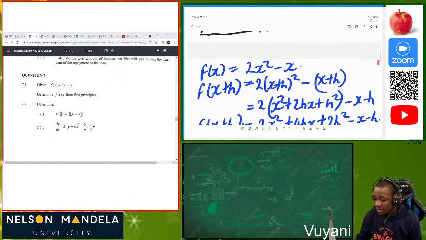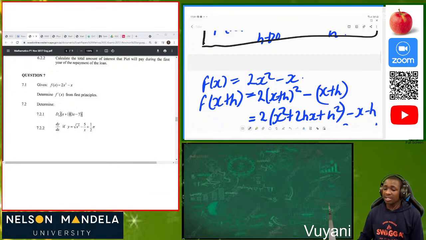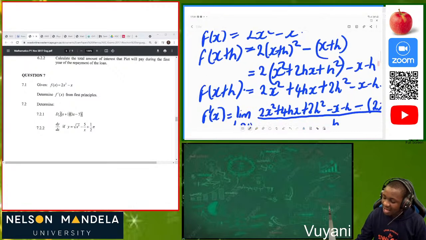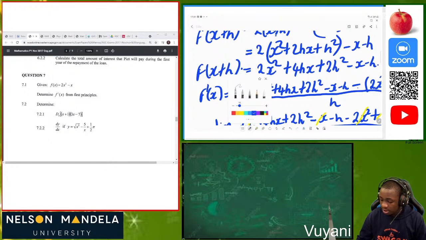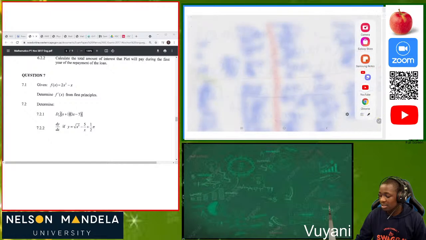The first thing we did here is that we're given f of x to be equal to 2x squared minus x. We started by solving f of x plus h. Wherever we see x, we substitute x plus h in the original f of x equation. We solved it and we have f of x plus h, which is equivalent to 2x squared plus 4hx plus 2h squared minus h minus x minus h.